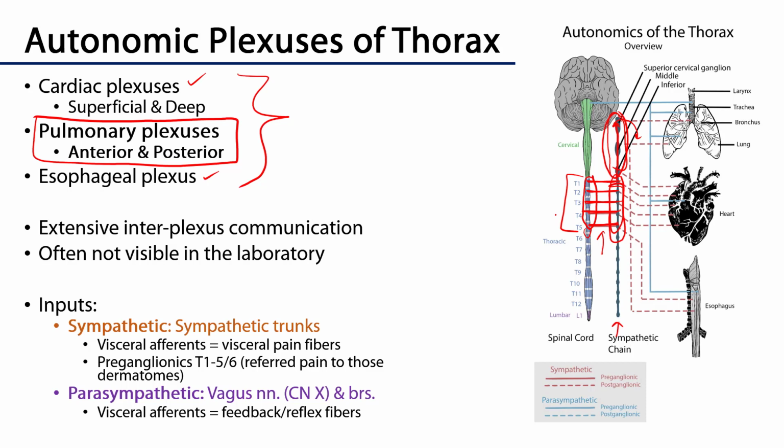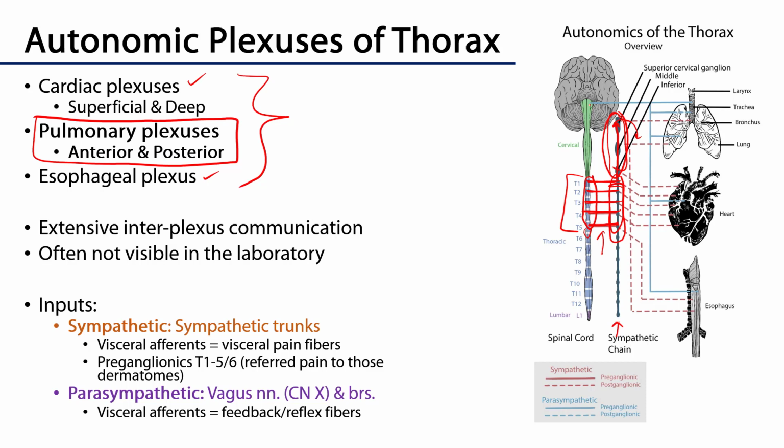Now, the other constituent to the autonomic plexus will be the parasympathetic. And the vagus nerves, cranial nerve 10, are the dominant parasympathetic supplier to everything from the neck through the thorax, through the fore and the midgut.